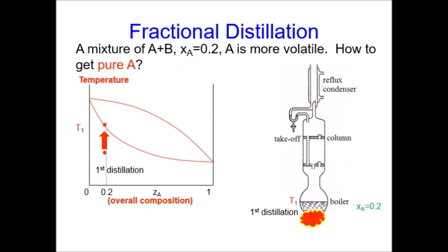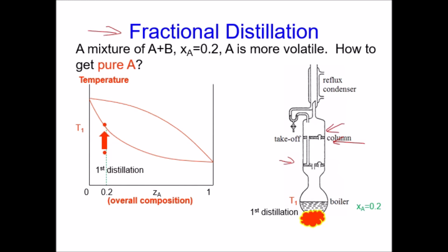We just showed that by multi-step separation, it is possible to achieve a high degree of separation. In practice, the separation is achieved by fractional distillation. In fractional distillation, we use a column that contains several plates. So here is how it works.